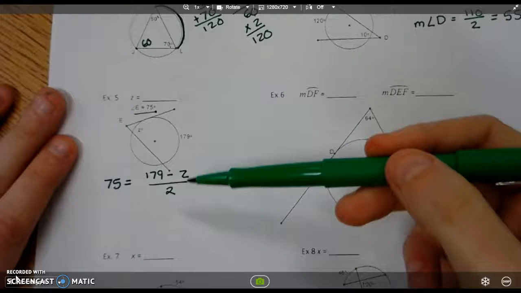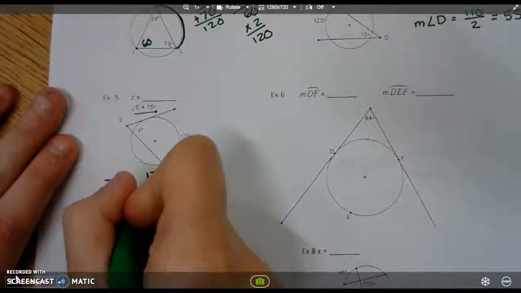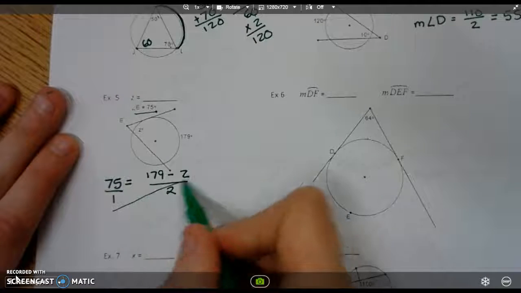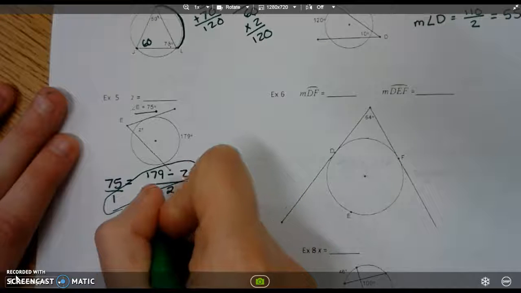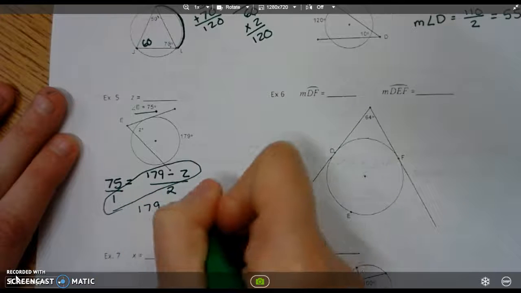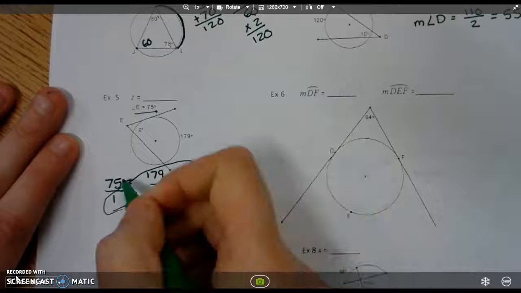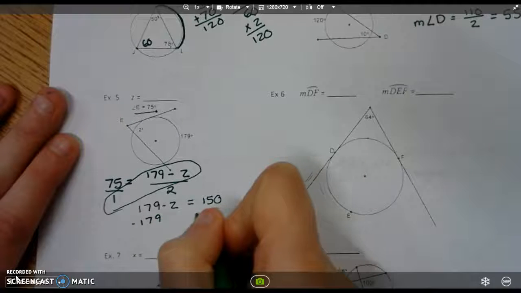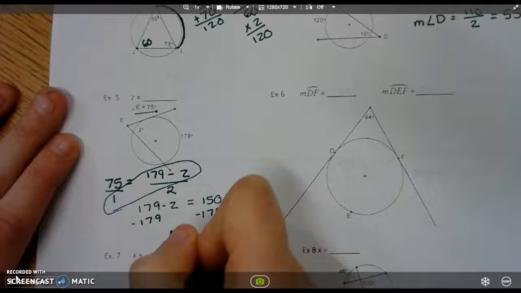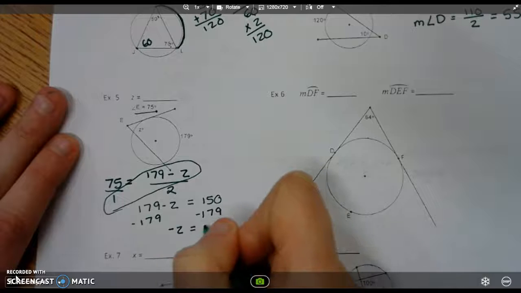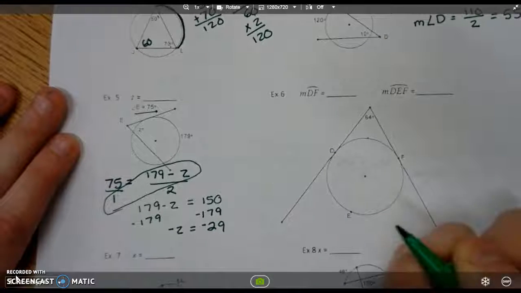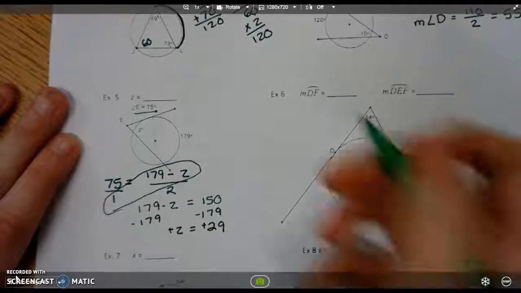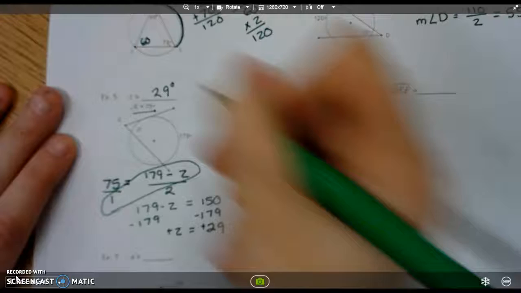This is kind of confusing the first time you see it, but once you realize it's just the same thing we've been doing all year, put that over 1, I can cross multiply. 179 minus Z is equal to 150, 2 times 75, right? I'm going to subtract 179 from both sides because my goal is to get Z by itself. And I end up with negative Z is equal to negative 29. But then if I divide both sides by negative 1, these switch. Answer is 29.